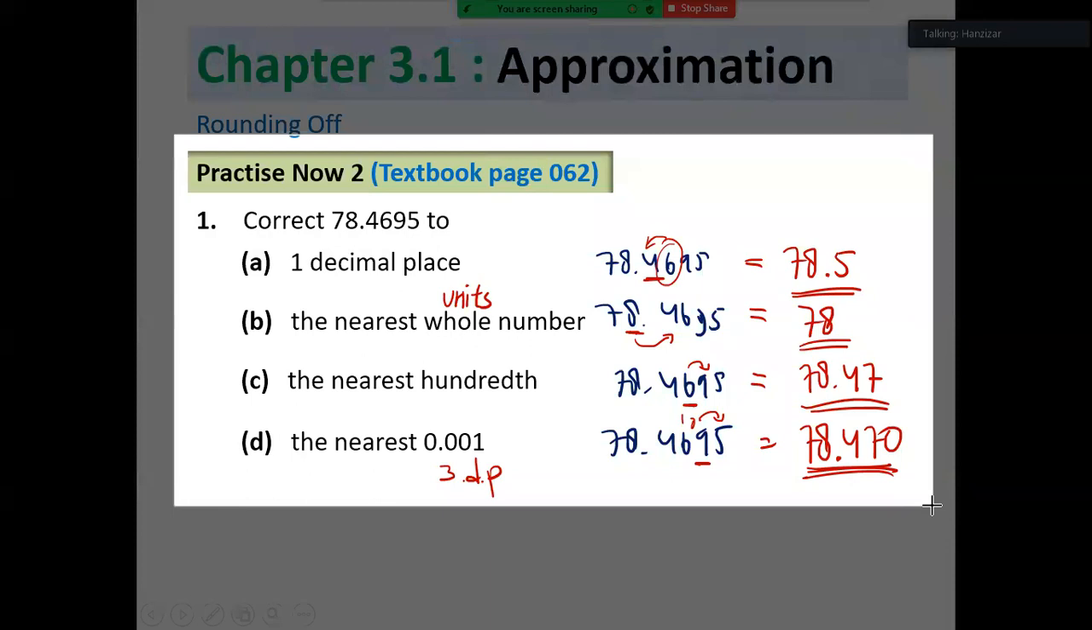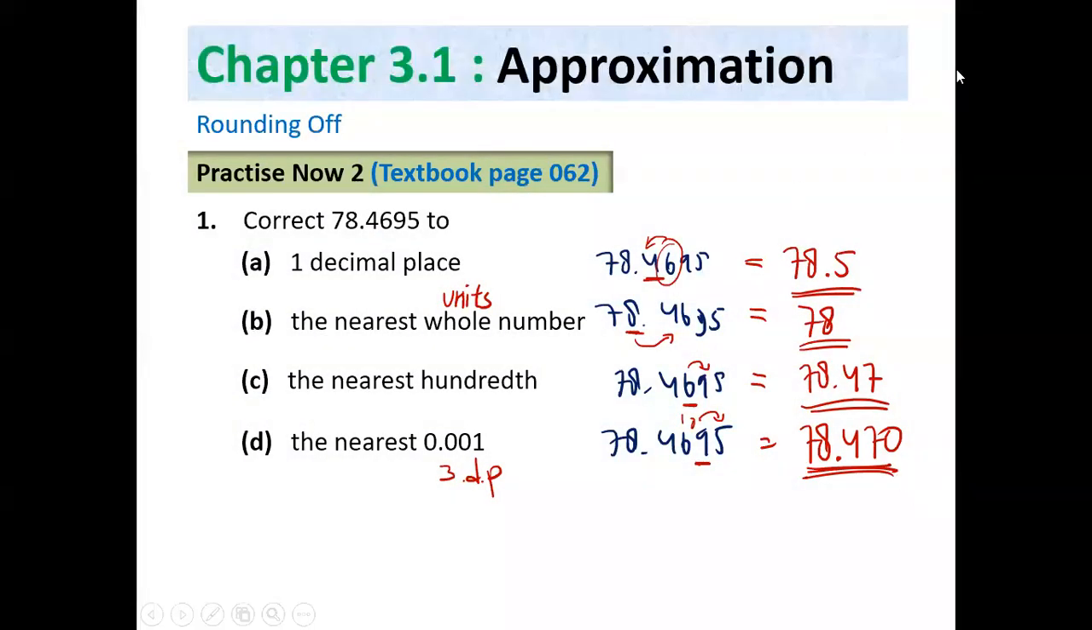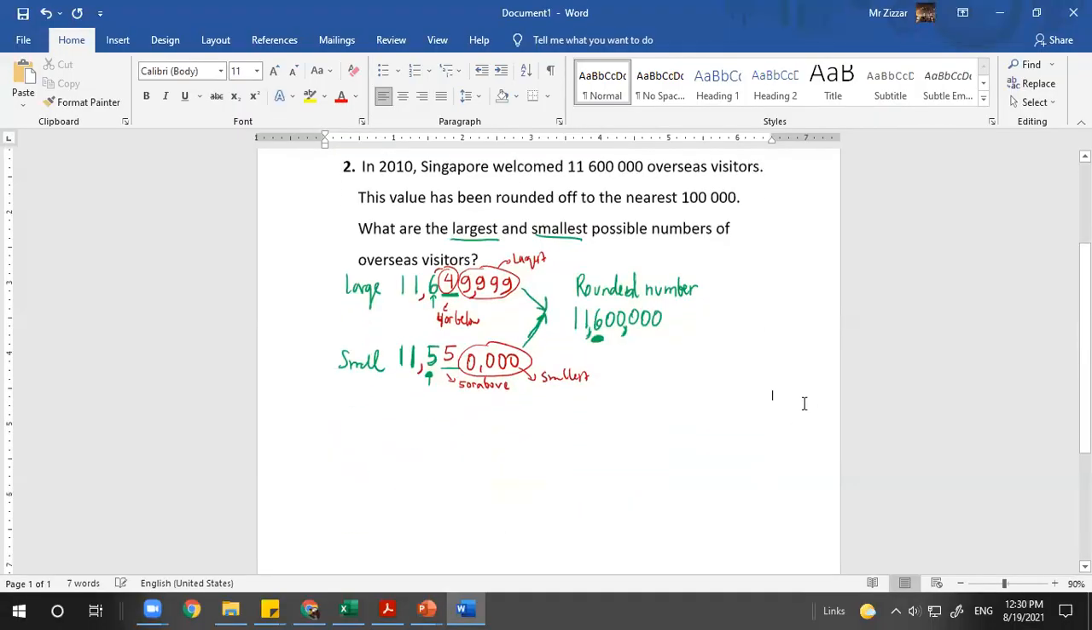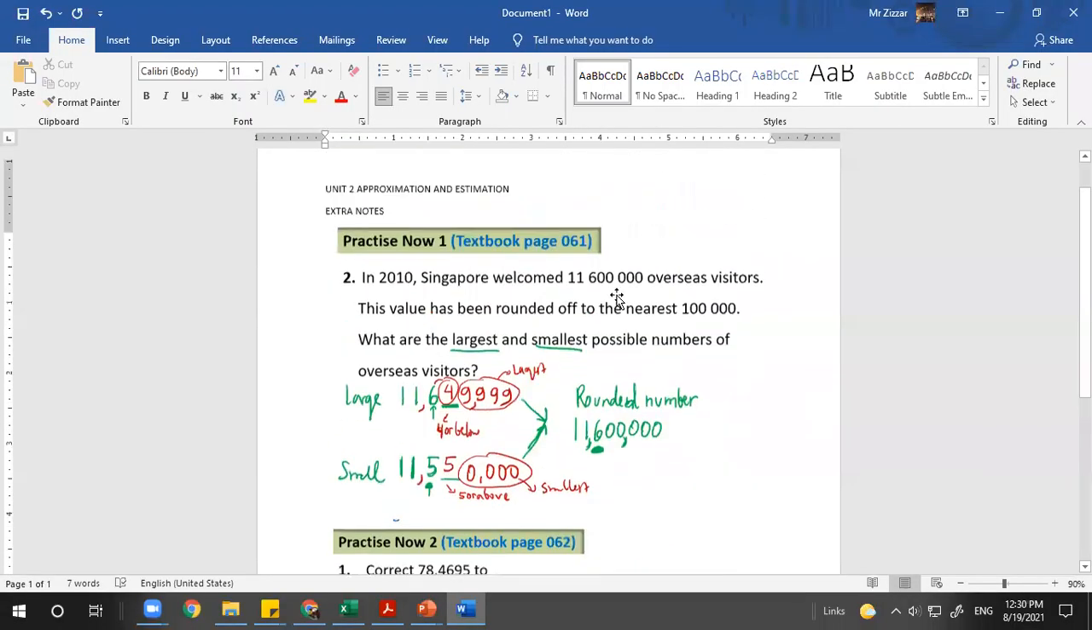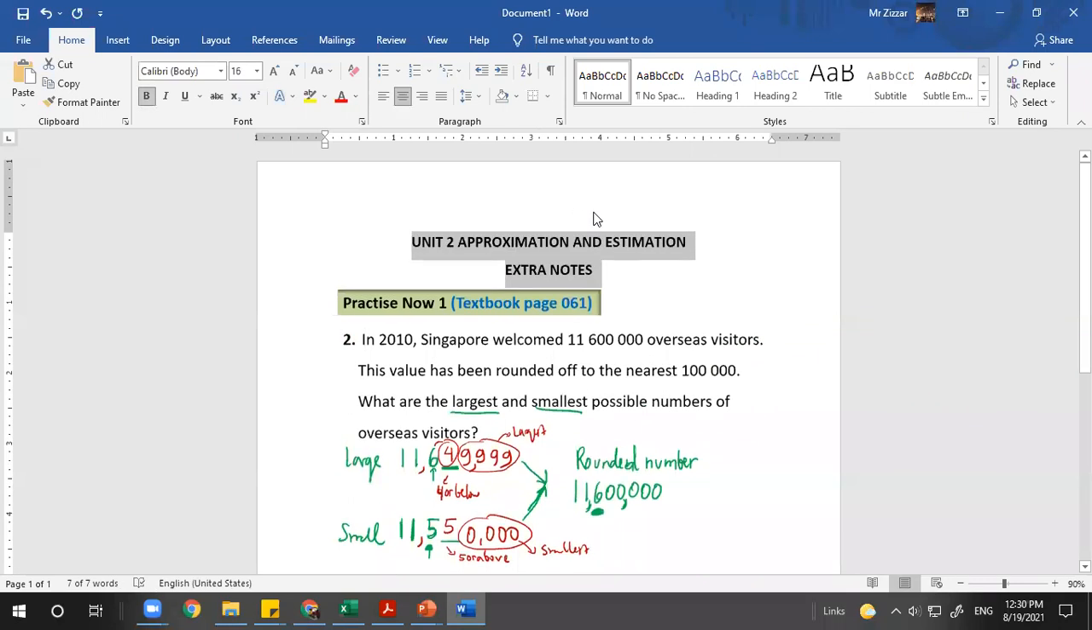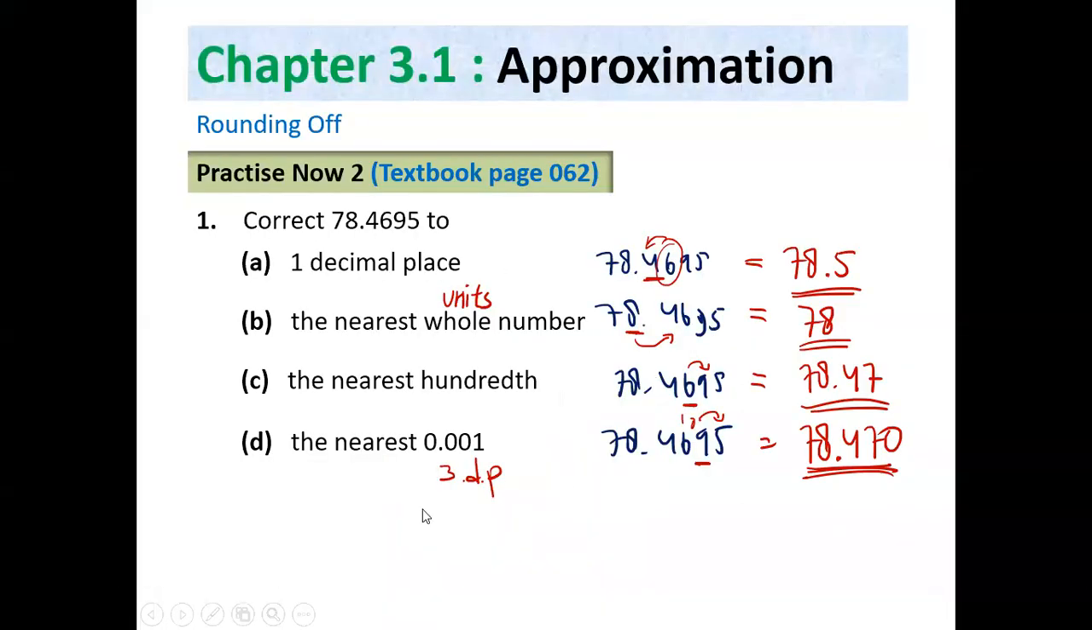You round off the number. And then there you go. So this is an extra note, yeah. So make sure you know how to do it easily and do it well. Okay, second one. Okay, let's go to the next part.